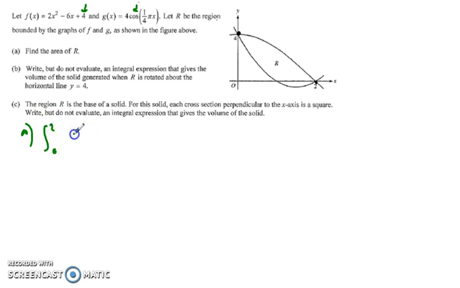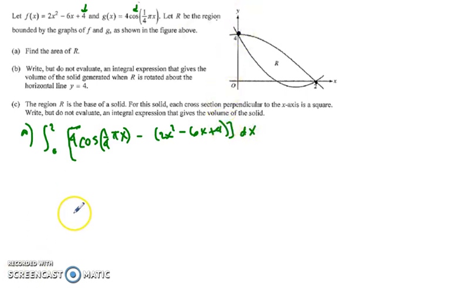And then again, top curve, 4 cosine of 1/4 pi x. And I'll put this all in brackets. Minus bottom curve here, 2x squared minus 6x plus 4. And I actually have to integrate this by hand and evaluate it.